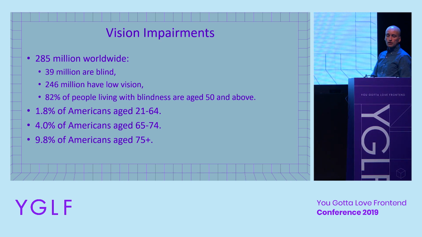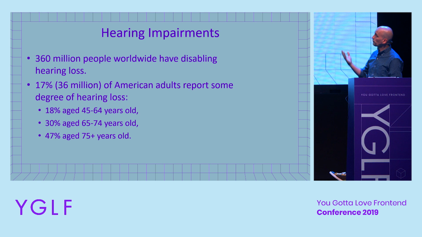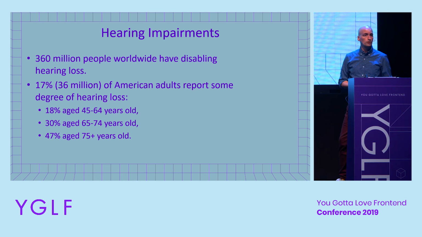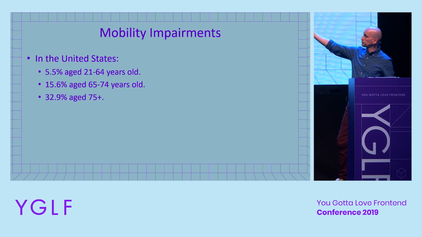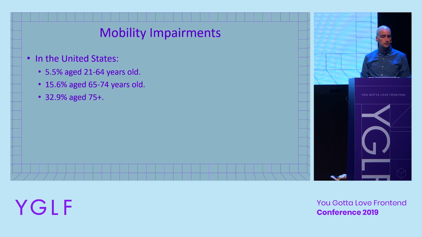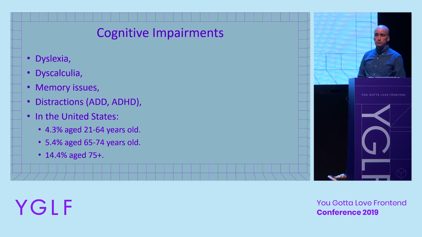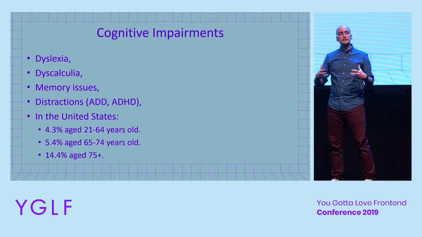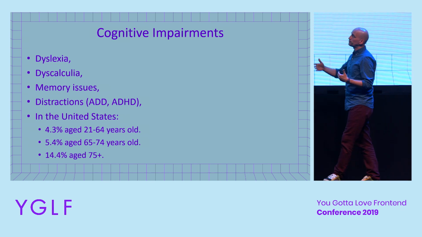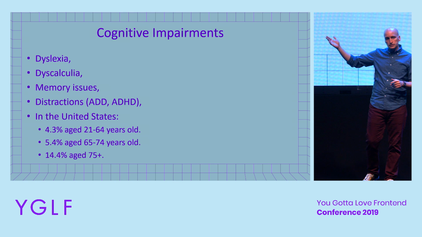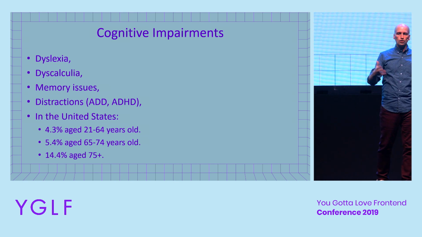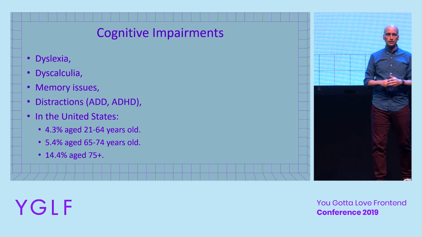With vision impairments, there are a lot of people worldwide. We're talking about almost 300 million people worldwide who are blind or have low vision. When we talk about hearing impairments, 360 million people worldwide have some sort of hearing impairment. Mobility impairment in the US, you can see the number jumps from 5.5% up to a third of the population as they age. Cognitive impairments are such a broad category that it's really difficult to quantify. Dyslexia, dyscalculia, which is the numbers version of dyslexia, memory issues, ADD, ADHD, and so many other things all fall into cognitive. It's such a broad spectrum, it's tough to cover.